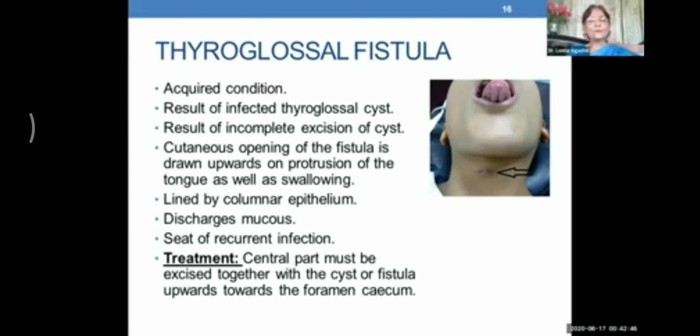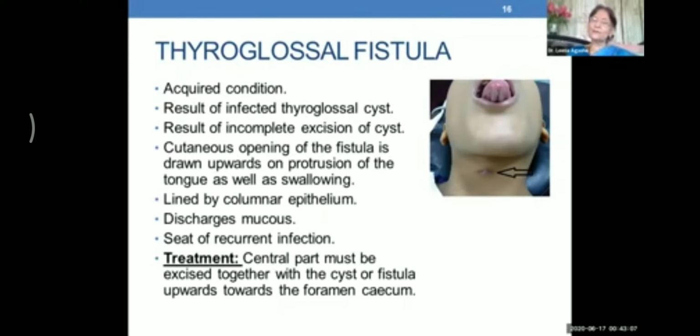This cutaneous opening of the fistula is drawn upwards on protrusion of the tongue as well as on swallowing. Let me tell you, the students, that this is the difference between thyroid swelling and thyroglossal fistula and thyroglossal cyst, which is always asked in your practical examination.